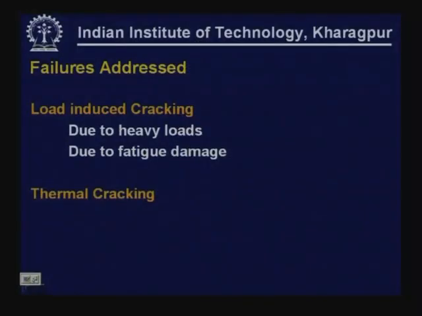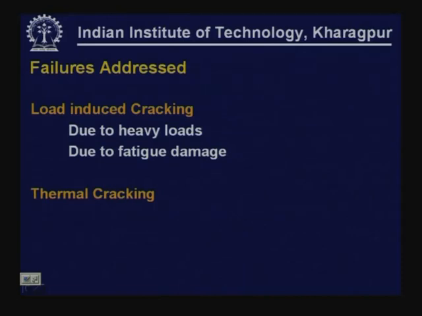It is usually the repeated application of these wheel loads that causes cumulative damage, which ultimately leads to the failure of the pavement. These are wheel load associated failures, either due to a heavy load or due to repeated application of loads.